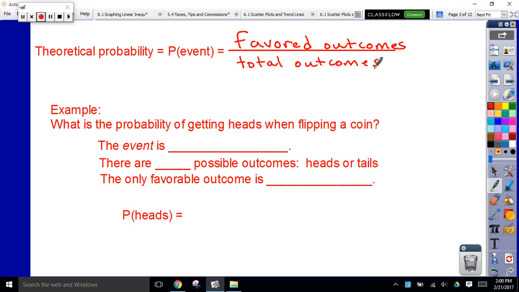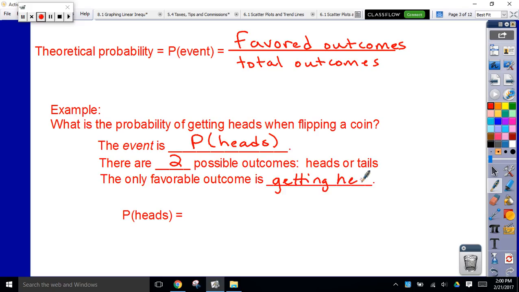Okay, so here's an example. What is the probability of getting heads when flipping a coin? Well, the event is getting heads, so we would write this as P with the word heads in parentheses. This is what we're finding, the probability of getting heads. And the big letter P just means probability. How many different outcomes are there when we flip a coin? Two. So there are two possible outcomes. We could get heads or tails. The only favorable outcome is getting the one that we want to know the probability for. So getting heads is our favorable outcome.